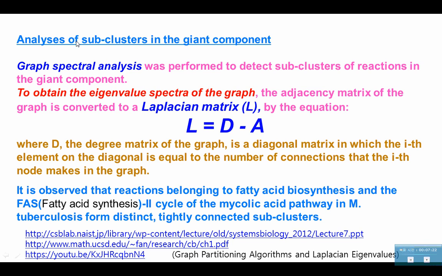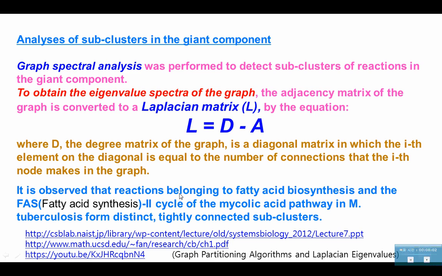Here, the analysis of subclusters in the giant component. The graph spectral analysis was performed to detect subclusters of reactions in the giant component. To obtain the eigenvalue spectra of the graph, the adjacency matrix of the graph is converted to a Laplacian matrix L by the equation L = D - A, degree matrix minus adjacency matrix, where D is the degree matrix of the graph, a diagonal matrix in which the ith element of the diagonal is equal to the number of connections that the ith node makes in the graph.